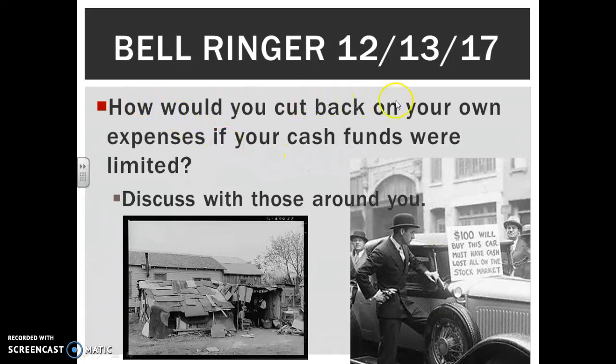The bell ringer is pretty simple. If you had to cut back on your expenses, if your cash funds were limited, meaning if you didn't have a job, or maybe you had a job that paid very little, what would you do to cut back on your expenses? Again, I had you write your answer and then discuss with those around you before we discuss it together as a class. So get this written down. Think about what you would do, and then we will continue.